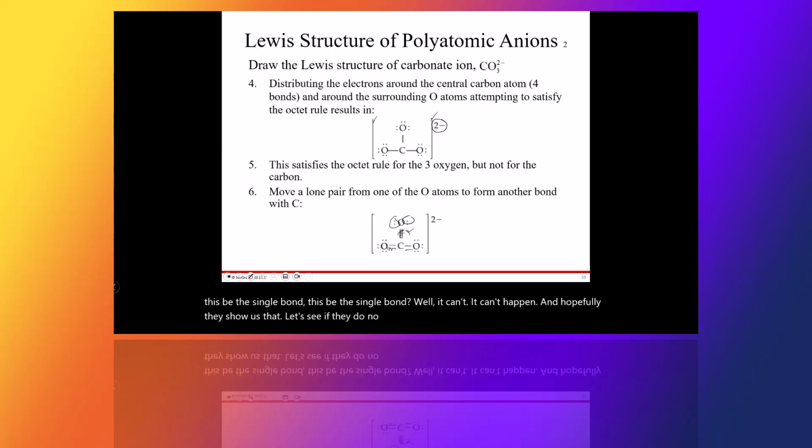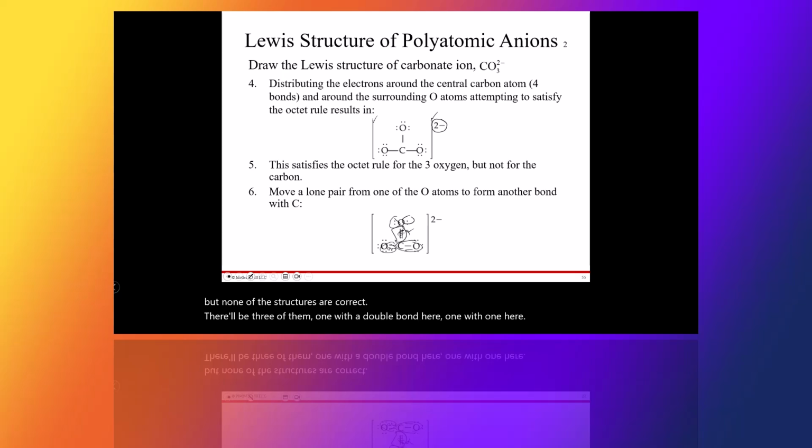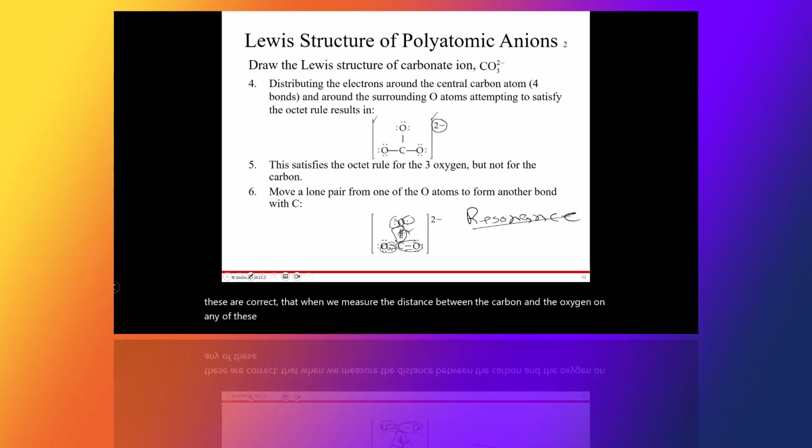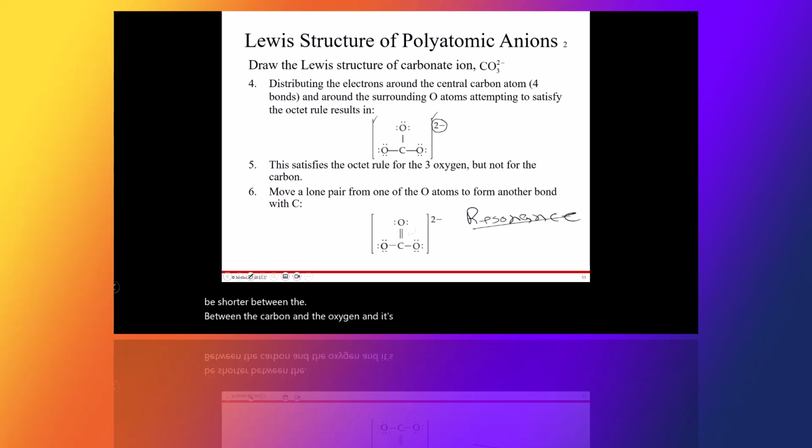No, they don't. We talked about this in class, but none of the structures are correct. There'll be 3 of them, one with the double bond here, one with one here, and one with one here. We did it in class. We called it resonance, and we said that none of these are correct. When we measure the distance between the carbon and the oxygen on any of these bonds, it's exactly the same distance. So if this was correct, this would be shorter between the carbon and the oxygen, and it's not. And let me try a different pen here.